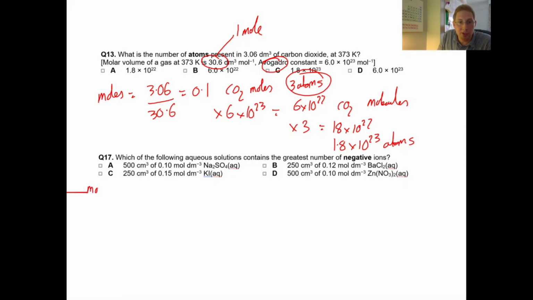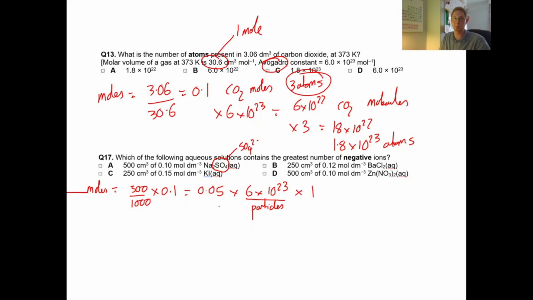Right, number of moles for A is 500 divided by 1,000, that's the volume in decimeters cubed, times by the concentration, and that gives 0.5 times 0.1, 0.05. We've then got to times that by 6 times 10 to the 23, which will give us the number of particles. And then we realise sodium sulfate. Sulfate is a single negative ion, SO4 2-, so we times that by 1. If you wanted to work all that through, you can do, but we'll see why that's not necessary.